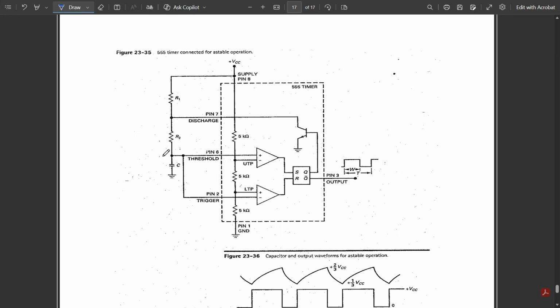But here externally there are two resistors. You could be seeing two resistors, R1, R2, and one capacitor C. Okay, so that is the only change here. Rest all the things remain the same: discharge pin, threshold pin, trigger pin, ground pin, output pin, and supply pin. Everything remains the same as this triple five timer.